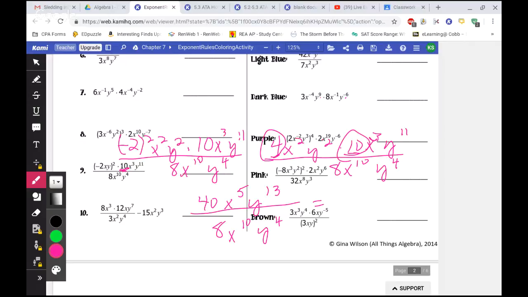Okay? So 4 times 10 is 40. But now we have like variables. So there's an x. The exponent rule for those is that you add the exponents. Okay? So then I added the 2 and the 3 on the x, so that's x to the 5th. And then y squared and y to the 11th, so that's going to be 2 plus 11 is 13. And now that's all over 8, x to the 10th, y to the 4th.